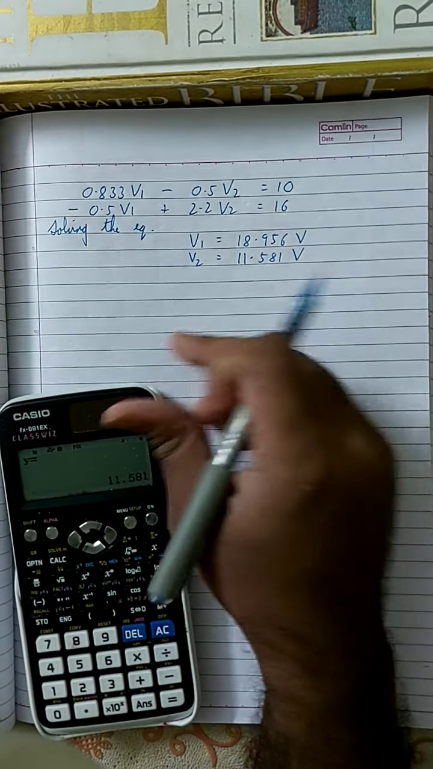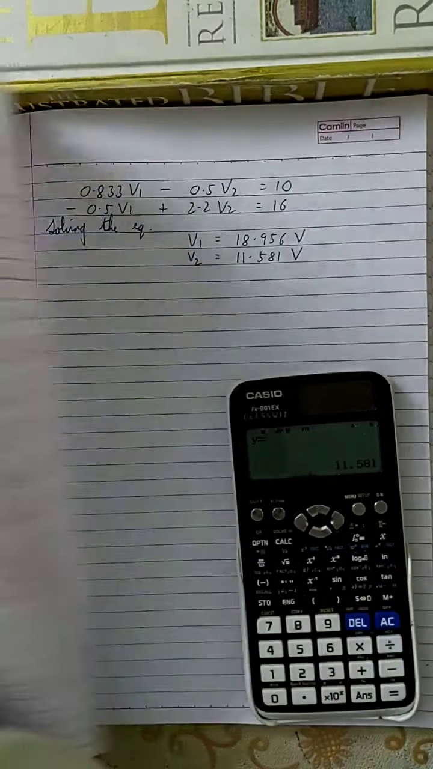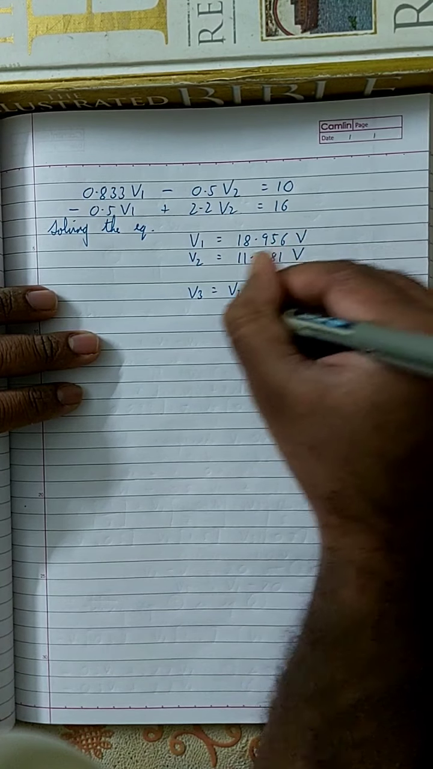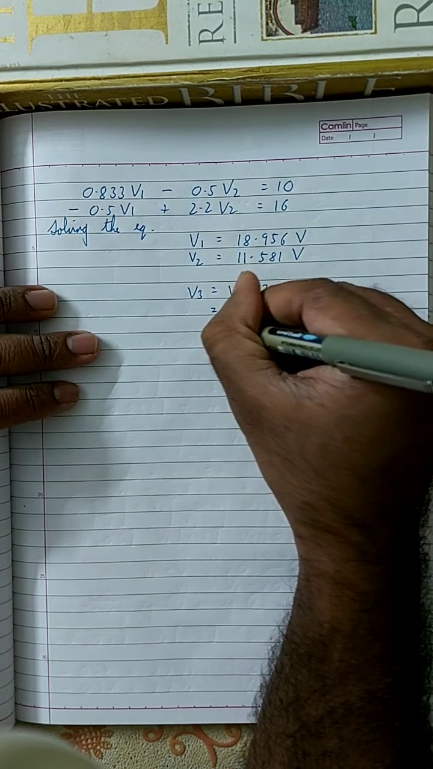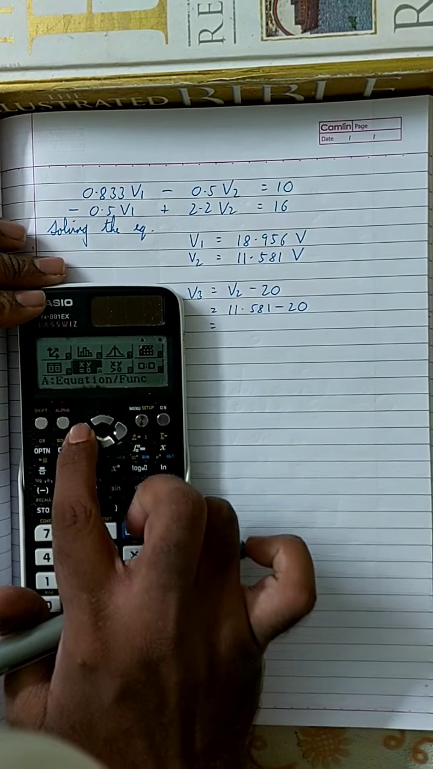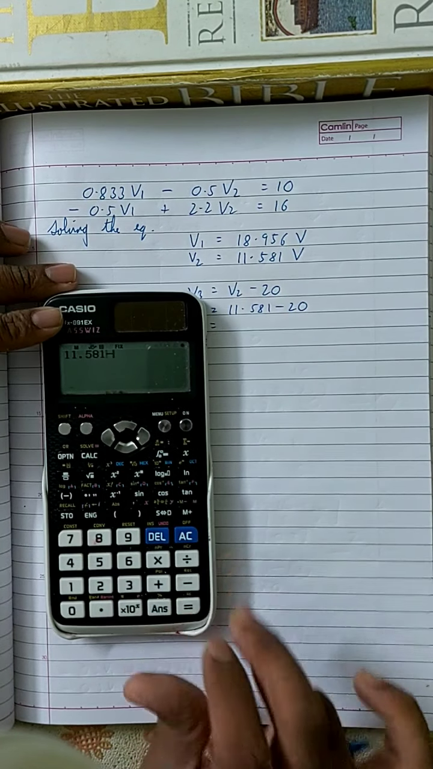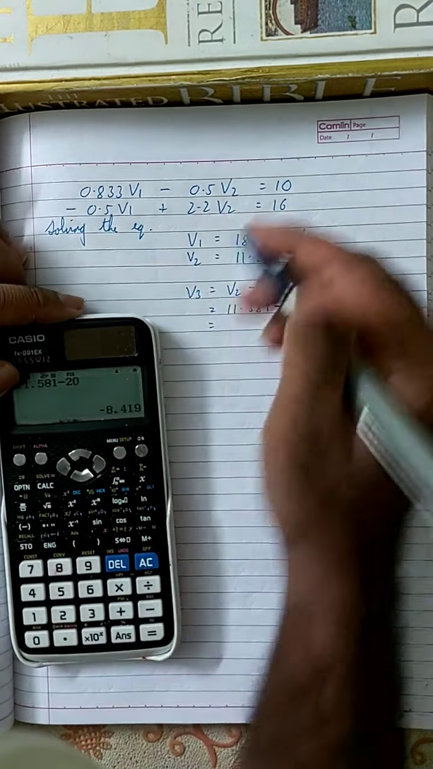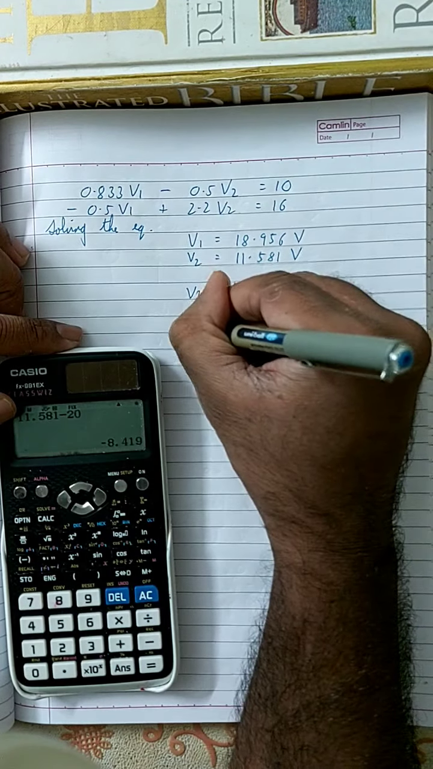Now you can find V3 also, right? What is the equation for V3? V3 is equal to V2 minus 20, which is equal to 11.581 minus 20, which is equal to minus 8.419 volt. That is the value of V3.